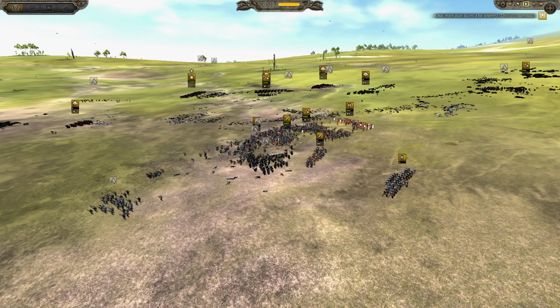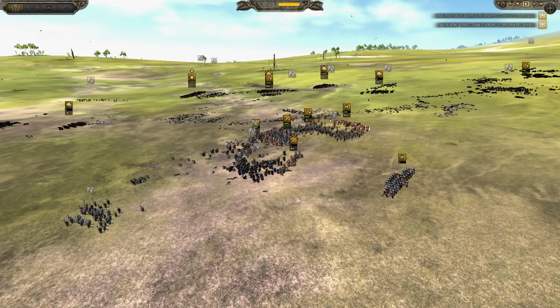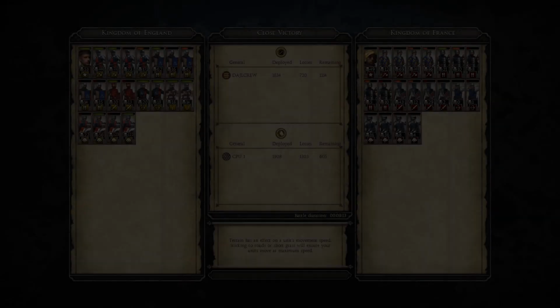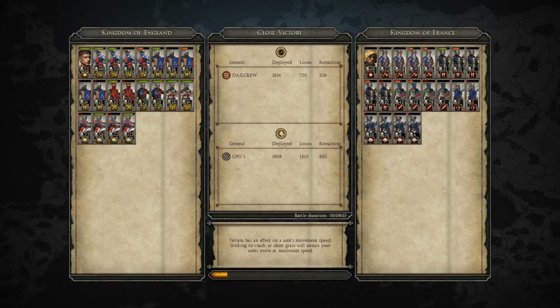So, I might want to go ahead and do a campaign on this at some point, but we do have to finish Pharaoh, we have to finish Shogun. So, you know, that's definitely something I want to do for you guys. So, that's our battle, Kingdom of England against the Kingdom of France. I know it wasn't a very long battle, but, you know, just want to put it out there for you guys to check out, see what you think.